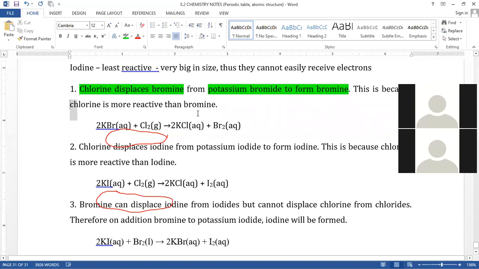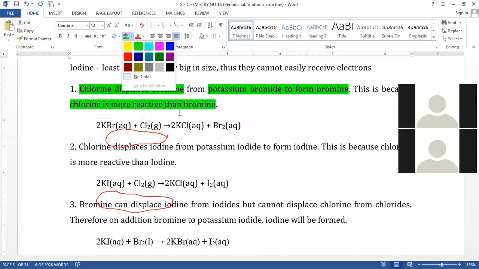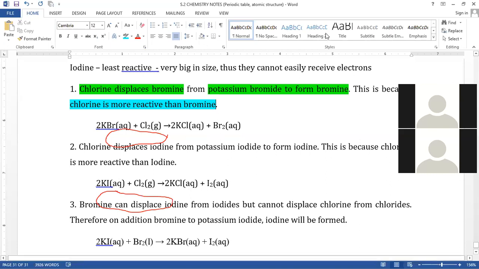If you get a metal that is more reactive and react it with one that is less reactive, it is going to displace it. So even here, chlorine is more reactive than iodine. If I get chlorine plus potassium iodide, I expect chlorine to displace iodine. So I get potassium chloride, and then iodine is given off as the other product.